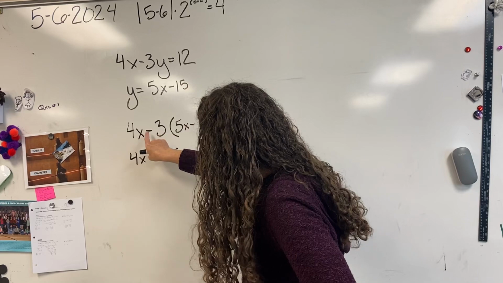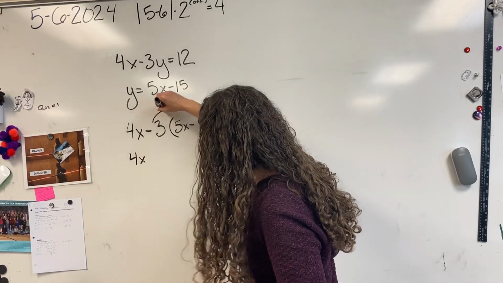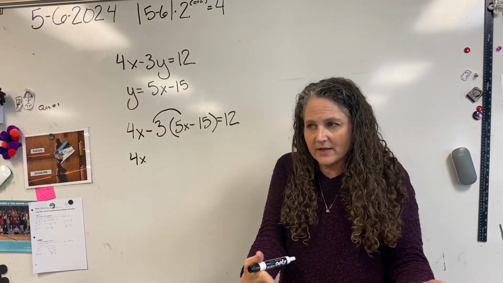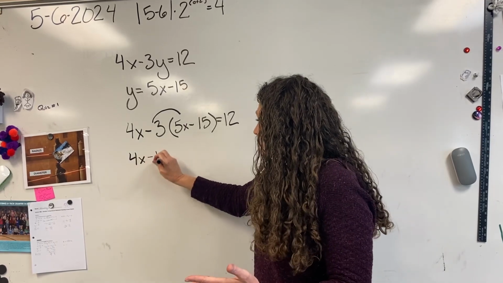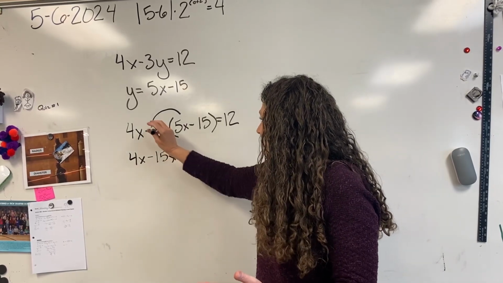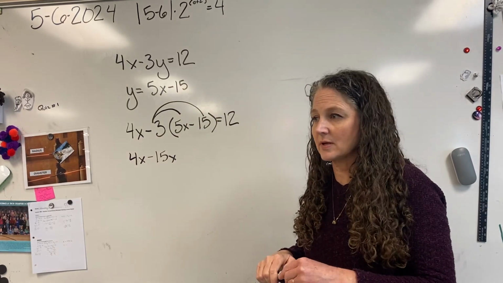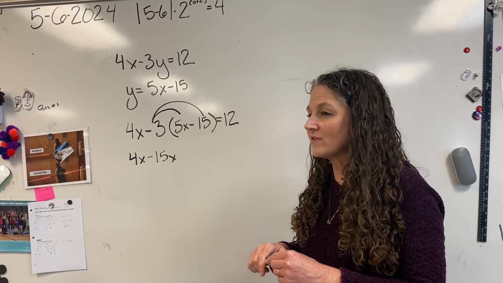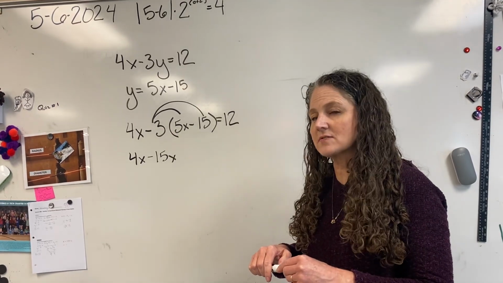Remember, we're going to look at the sign in front of the 3. I have a -3 times a 5x. So what's -3 times positive 5x? What is it, KN? Negative 15x. And then I have a -3 times a negative 15. What's that one going to be? 45. Eli, what's that one going to be? 45. Negative 45 or positive 45?